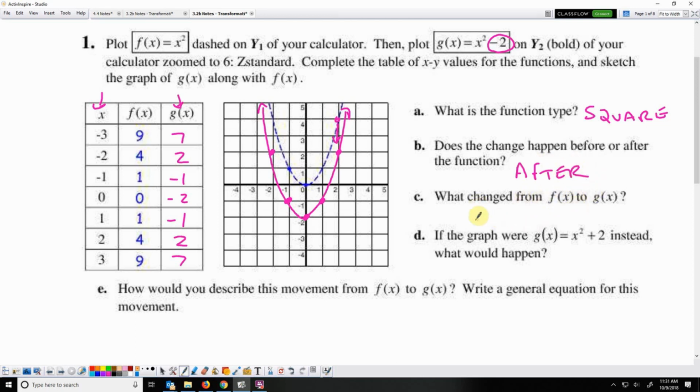What changed? It shifted down 2. So from this original function to the transformed function, it shifted down 2. Okay? If it were g of x equals x squared plus 2, what would have happened? Then it would have shifted up 2 instead of down 2. So how would you describe this movement? When something shifts, that's called a translation. When it shifts up or down, that is vertical. So I would describe this as a vertical translation.